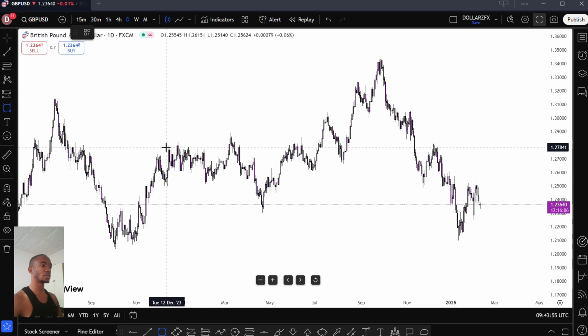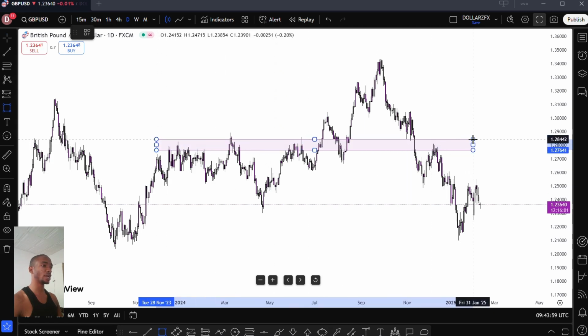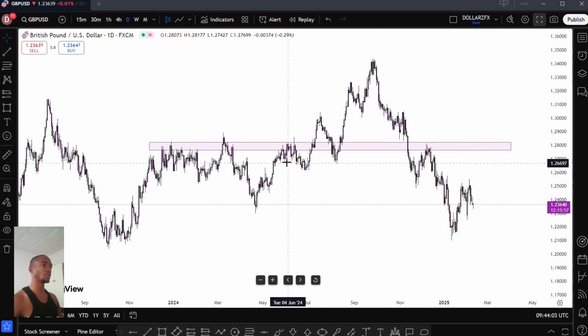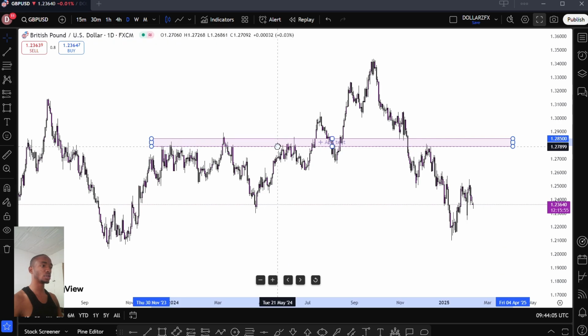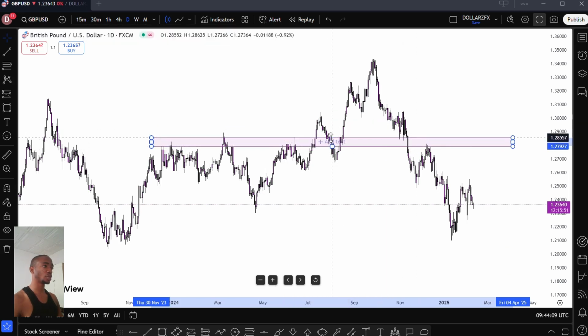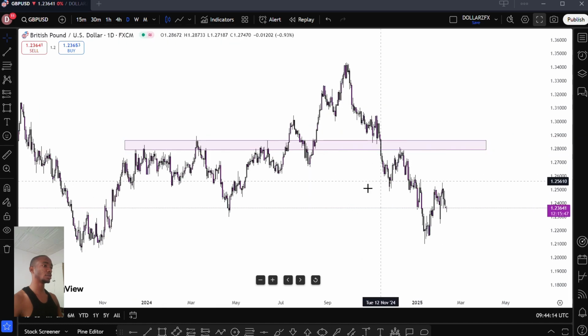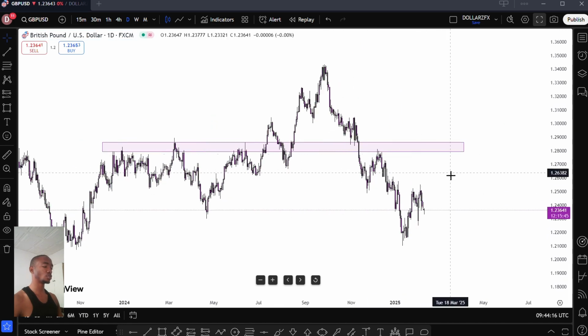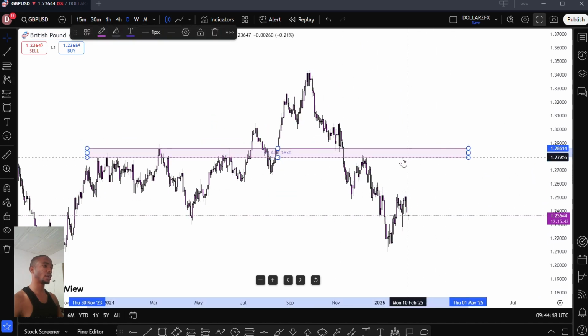So technically, you can see right around this zone, the market was finding it difficult to break out of this zone. So that's where I draw my resistance right around here. There was strong support that turned to resistance right around this zone, and now it's back to a resistance area. So that is my first area of resistance right around here.